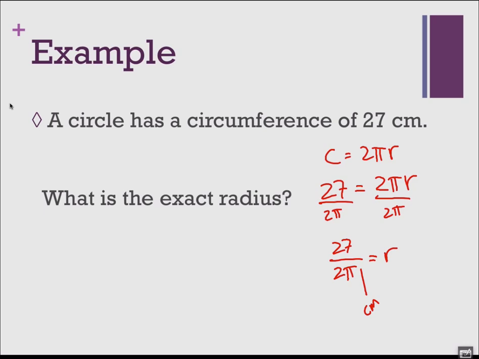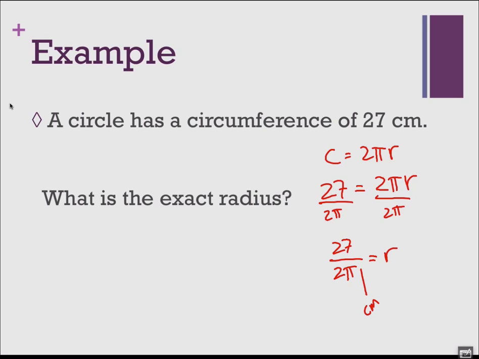Leave it in that form. You could write it as 13.5 over pi, but it's good math etiquette to not combine fractions with decimals. So leave it like that. What's the approximate value? 4.13. Wait, hold on, I'm getting two different answers.